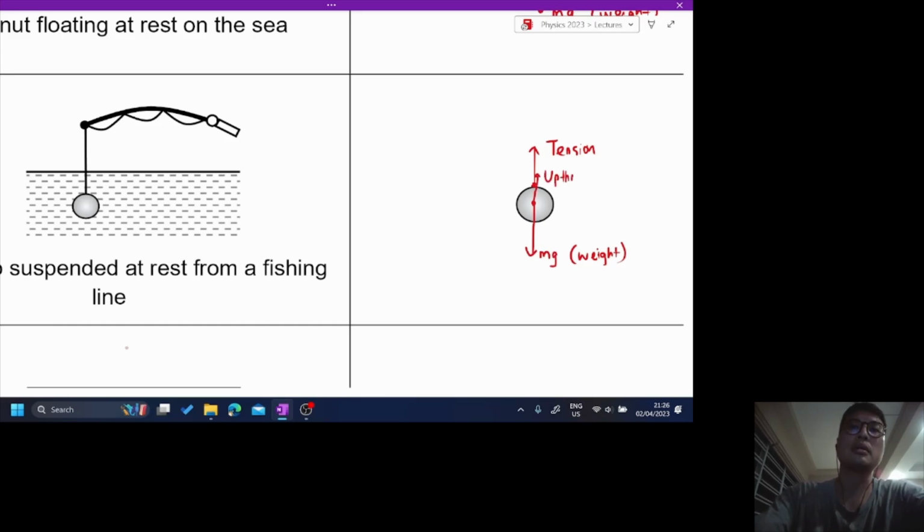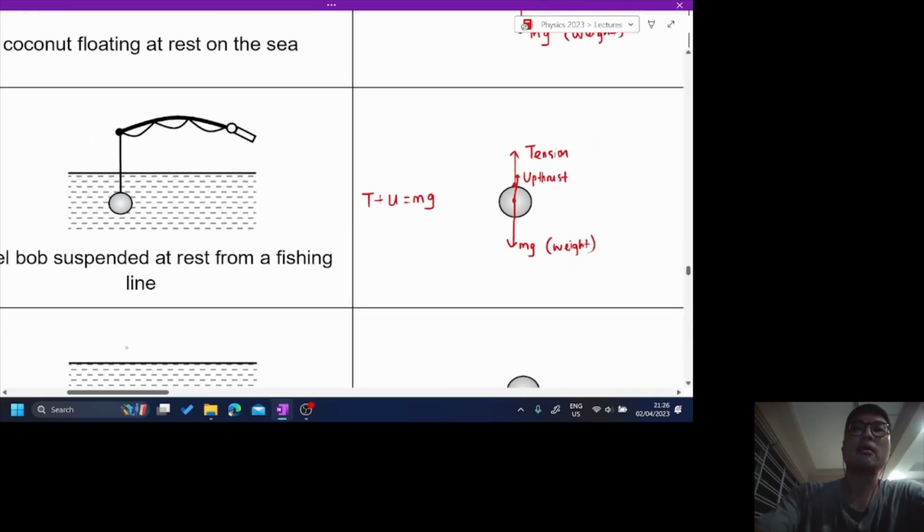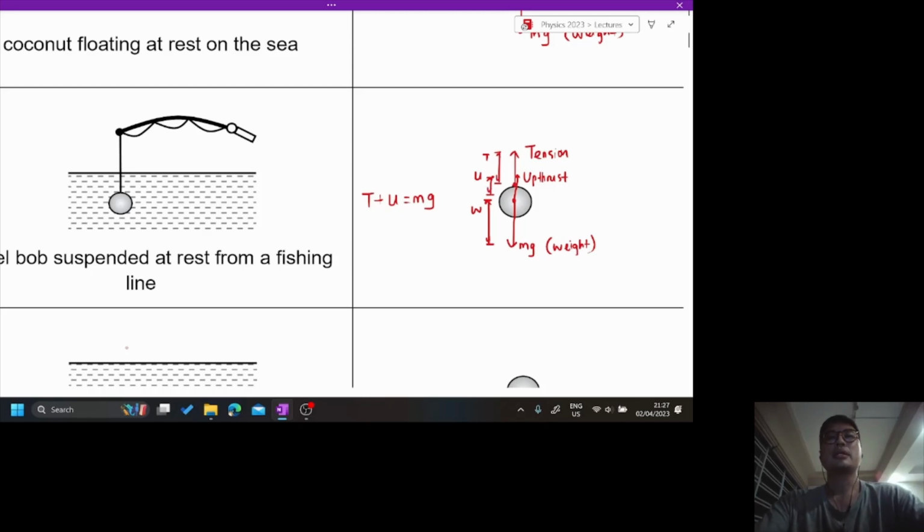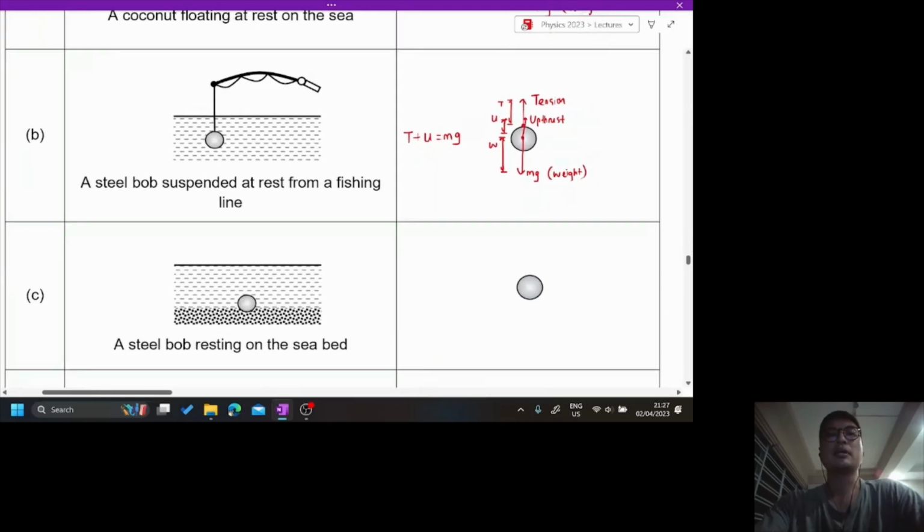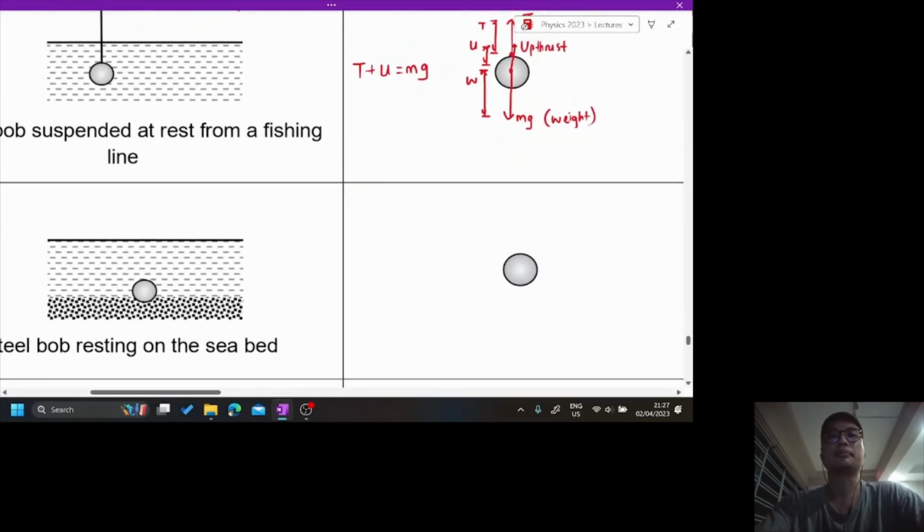Now, notice that the tension and the upthrust must equal the weight because the forces will be balanced. And so the length of the vectors that I've drawn roughly add up. So you can see that the tension vector and the upthrust vector add up to the weight vector in terms of length. Now let's take a look at the third one, a steel bob resting on the seabed.